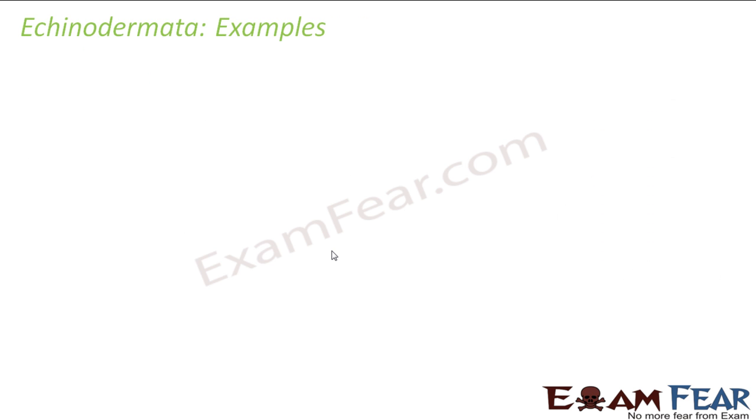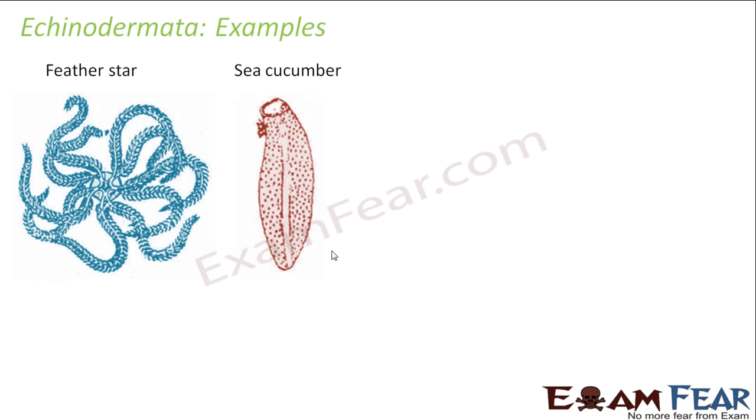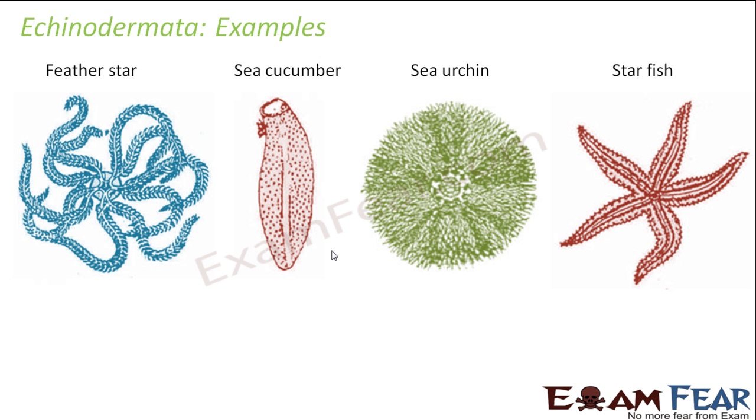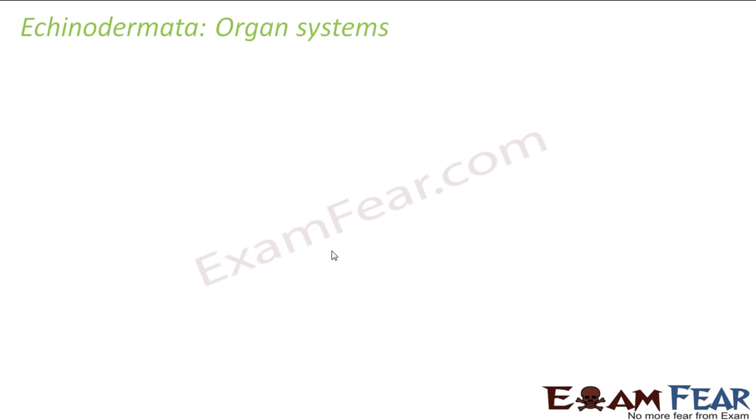Right, so this is a basic introduction to Echinodermata. Let us look at some examples: feather star, sea cucumber, sea urchin, starfish. These are all examples of Echinodermata, and just by looking at them you can see that all of them possess radial symmetry. Okay, so with this idea in mind, let us now talk about the different organ systems in Echinodermata. We will start with the digestive system.